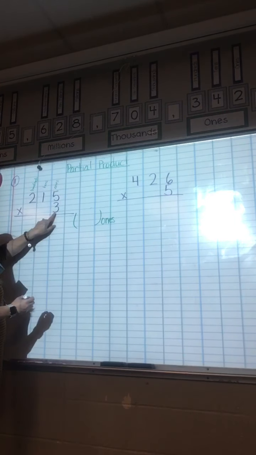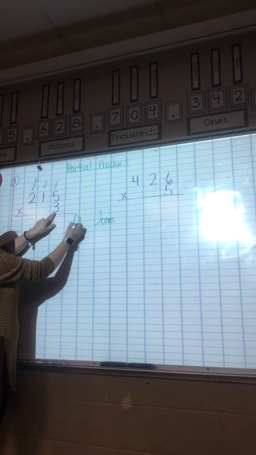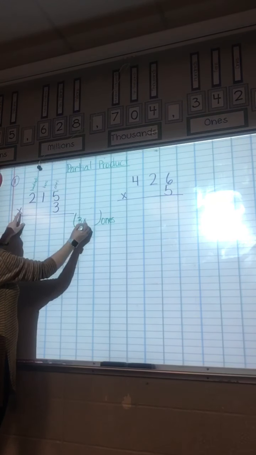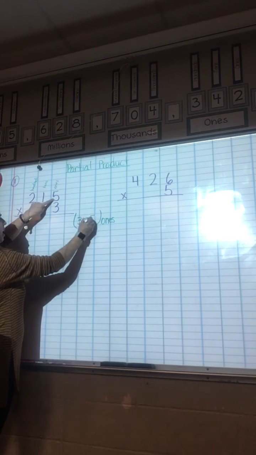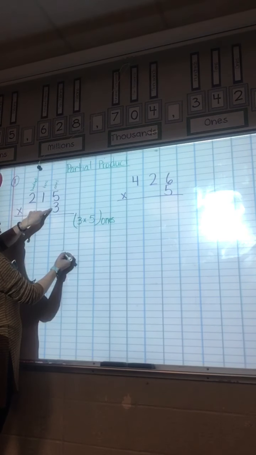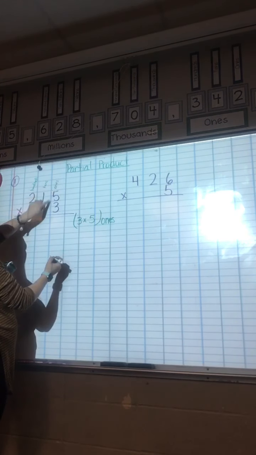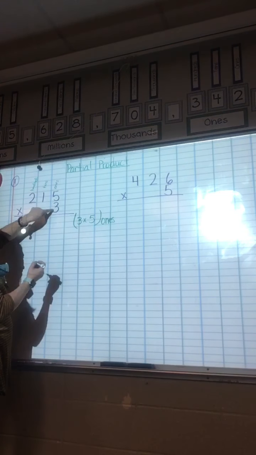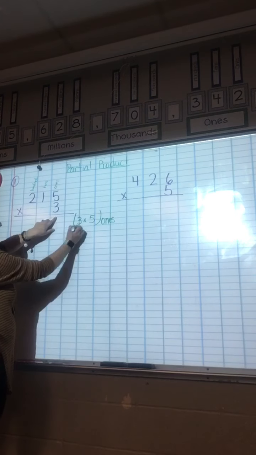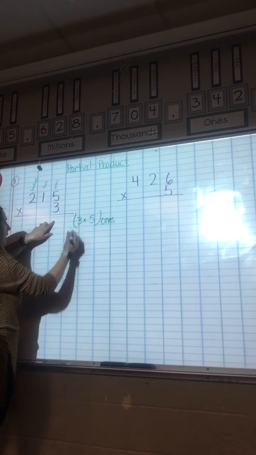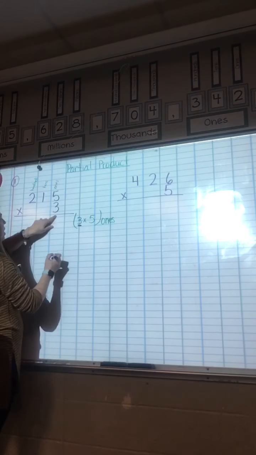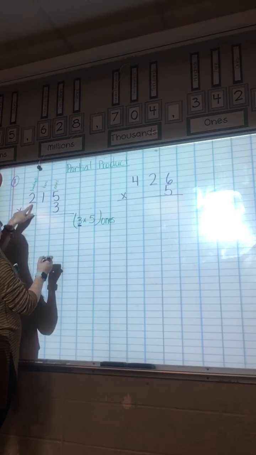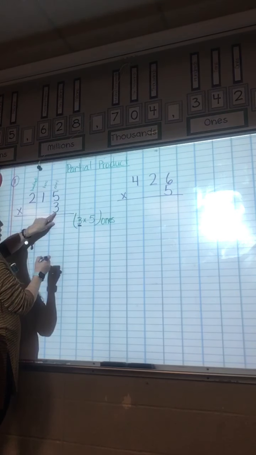So I'm going to take 3 times 5. Because that 3 and that 5 are in my ones, but I really know that I'm taking this whole number up here and I'm multiplying it every time by 3. So my 3 is always going to be important because I'm going to multiply every single place value by 3. Okay? So I'm first going to start with the ones.